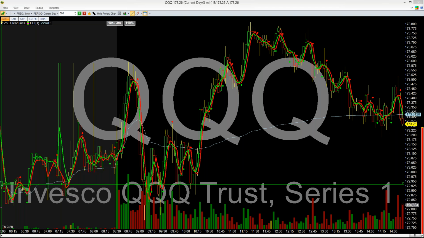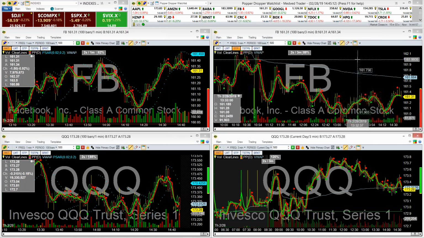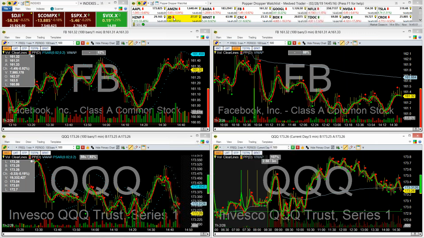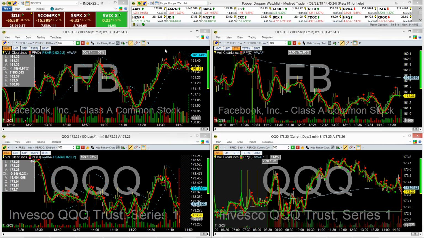What interval are the arrows on the watch list? These aren't intervals. These arrows are based on the last trade. If it's a buy or sell, it's just an up or down arrow based on a buy or sell.